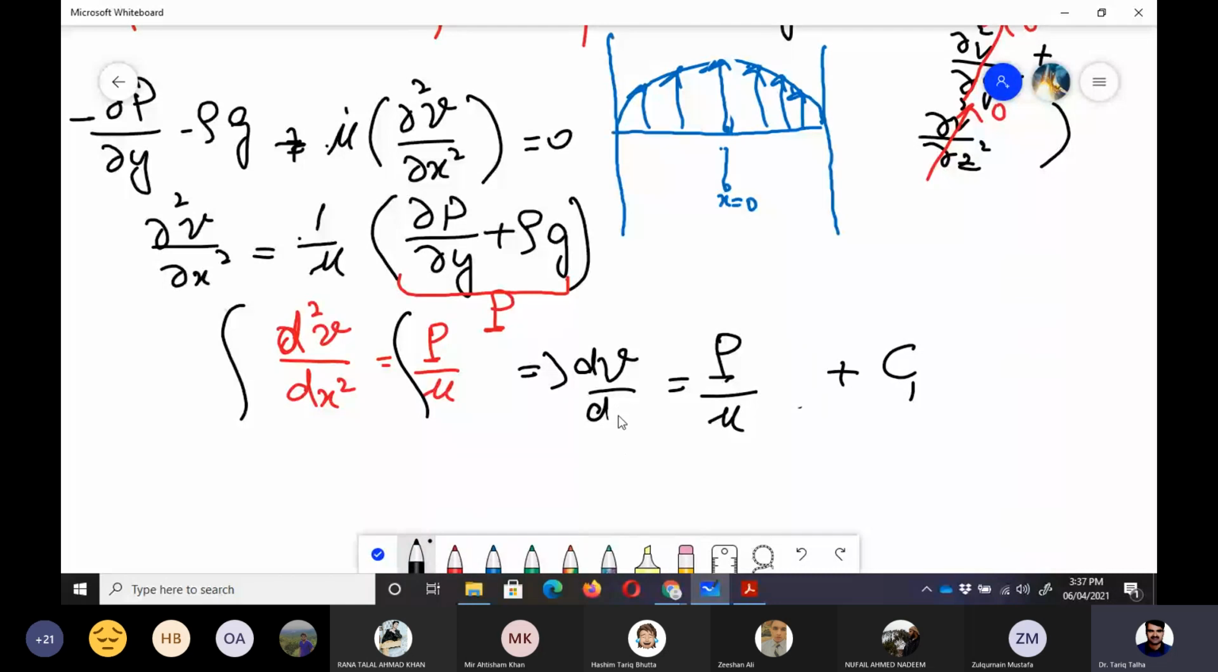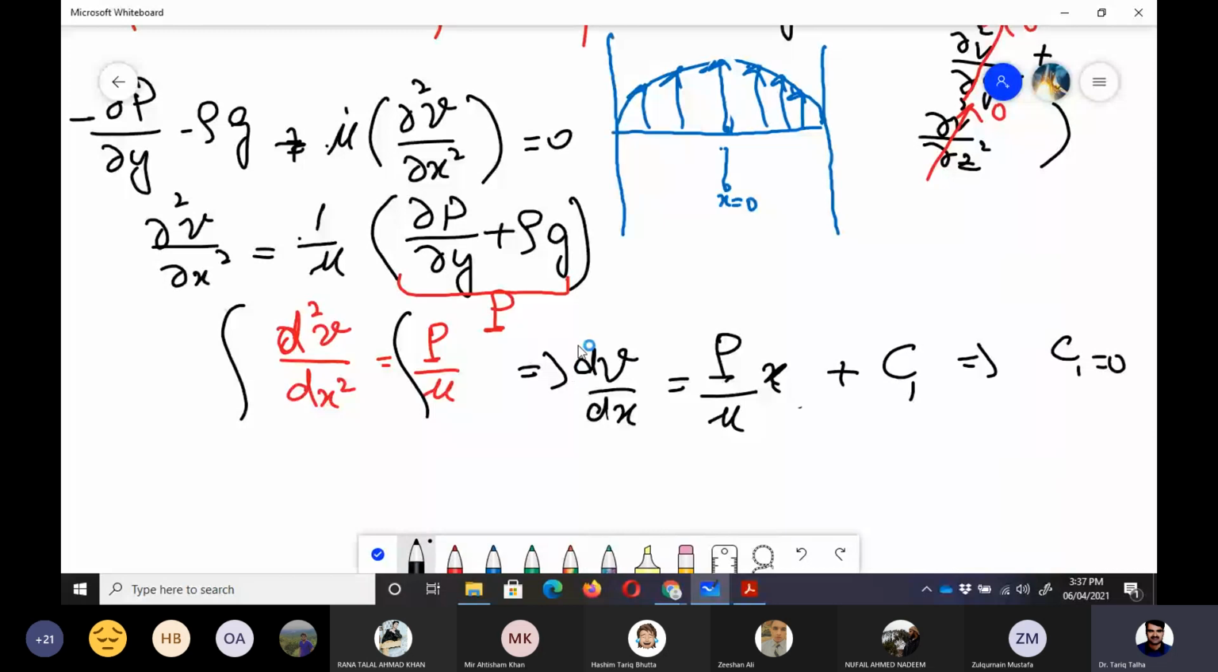Because we are taking the integral in the x direction, it would be x here. We know that dv by dx at this point would be equal to 0 because there is a maximum point. So if we say that at x is equal to 0, which is this center location, dv by dx is equal to 0, it gives us C1 is equal to 0.